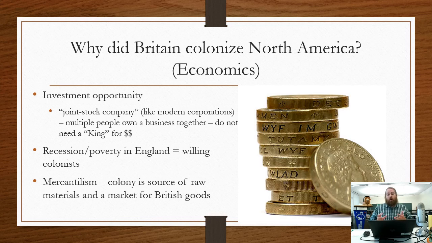And so wealthy Britons got together and they said, this is a great investment opportunity. It's a great way for us to make some money. And so they formed what were known as joint stock companies, like modern corporations that have shareholders owning stock. And this allows multiple people to own a business together. Well, now that you can put together a bunch of people's money, you don't need a king or one super, super wealthy individual to fund this.